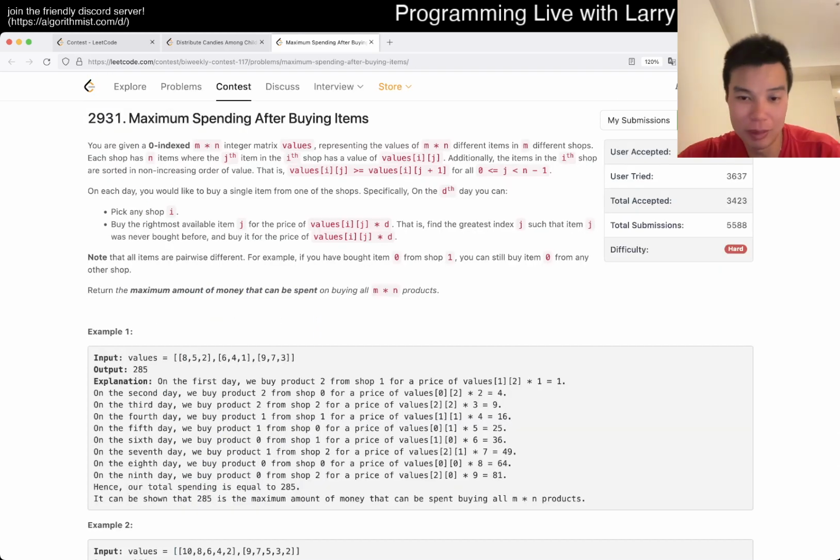I cannot do Q2, but I did Q3. All right, maximum spending after buying items. Okay, let's see. I'm going to do Q2 last because I'm a dummy. All right, you have a matrix. This is so hard to read, especially after my brain's fried for that one. Okay.